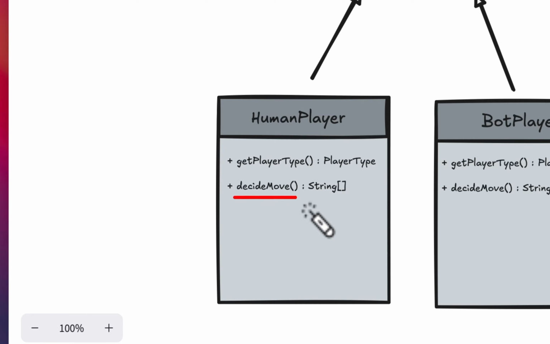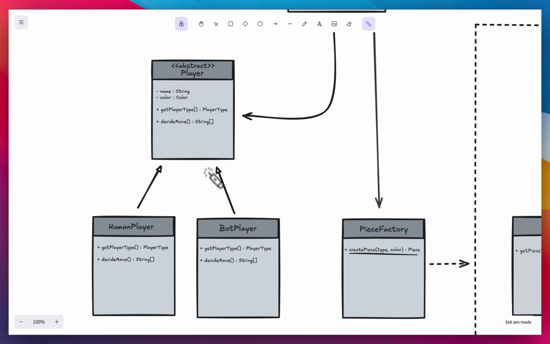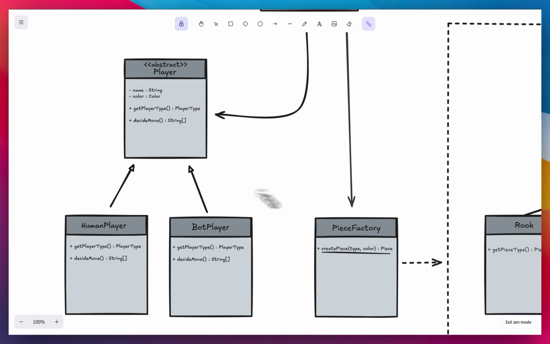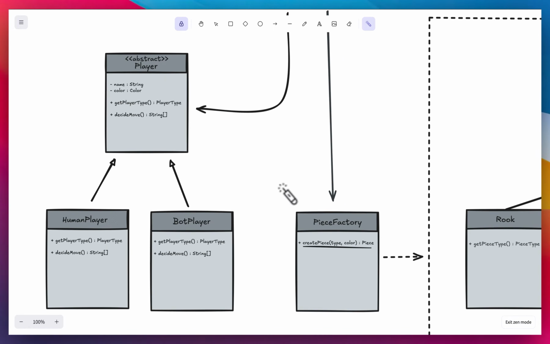So in the decide move function of the human player, we ourselves will give the input through the console. Like I would be typing the source and the destination cell. But if the computer is playing, then the computer will randomly choose the source and the destination cell in the decide move function. Okay. So this was regarding the different kinds of players, or you can say different kinds of modes which are supported in our game.